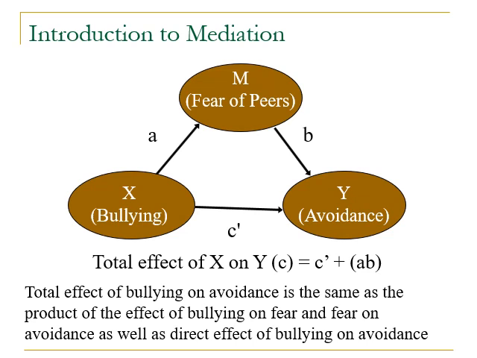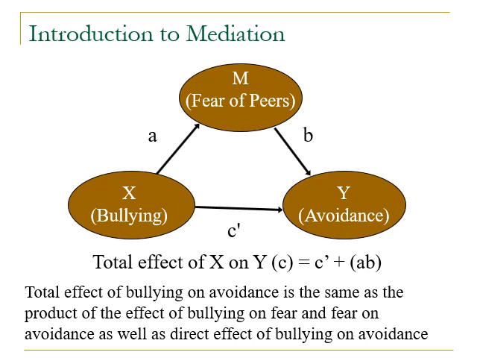The total effect of X on Y is C, and then C prime is what's left once we add A and B into the model. So the total effect of bullying on avoidance is the same as the product of the effect of bullying on fear and fear on avoidance, as well as the direct effect on avoidance.